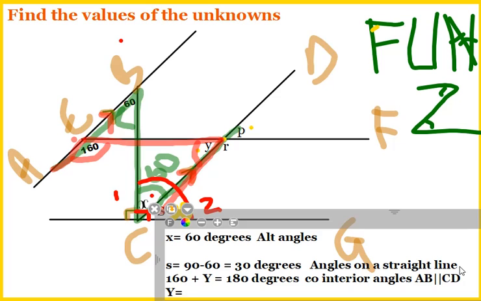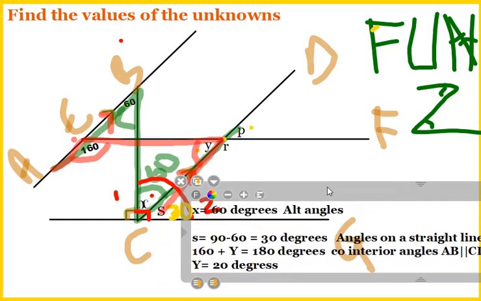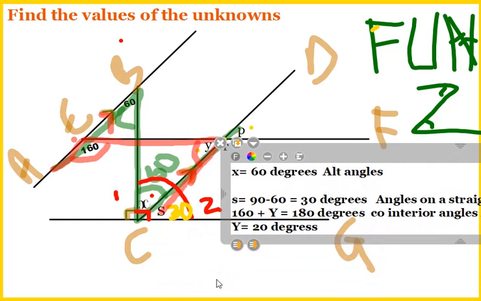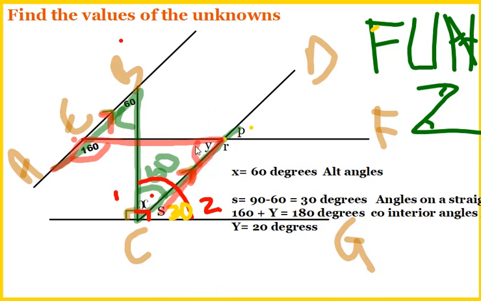So 180 minus 160 is 20 degrees. So we have that our Y is 20 degrees. And so let's move on. Now we have Y as 20 degrees, and we say that Y is going to be equal to P because of vertically opposite angles. So our P is also 20 degrees.